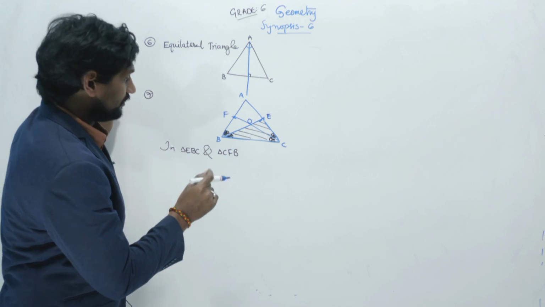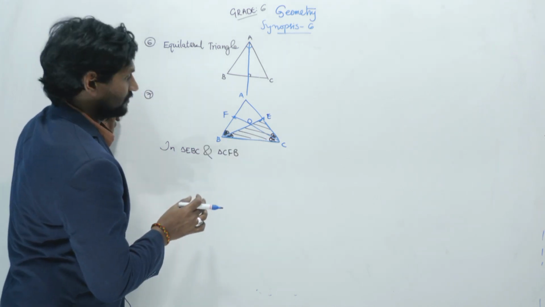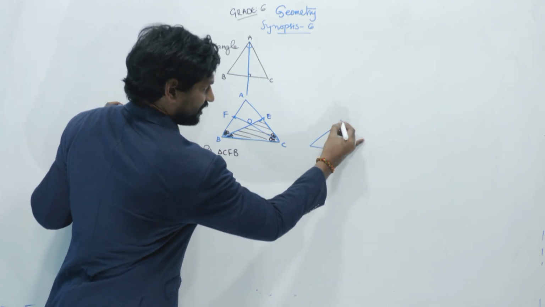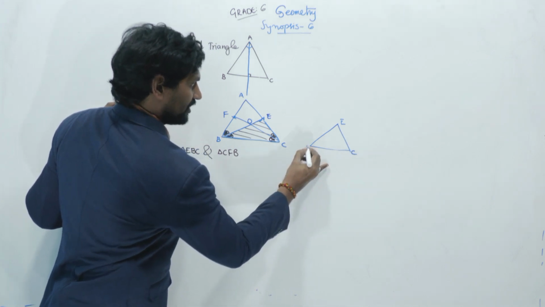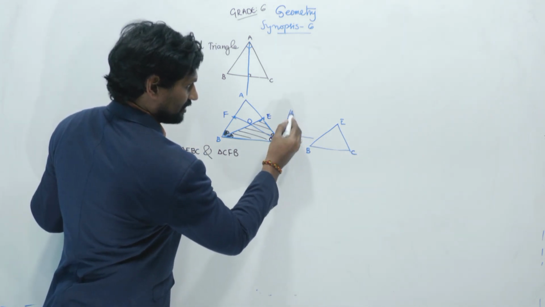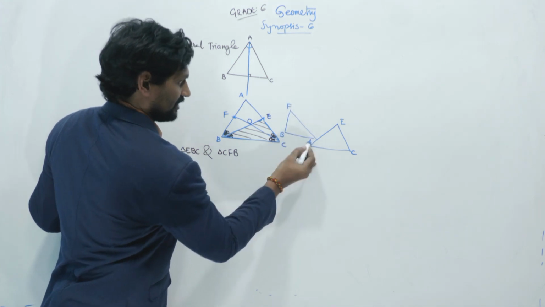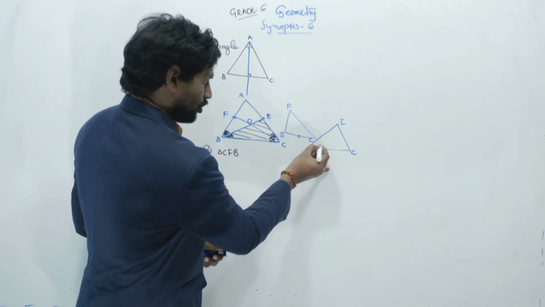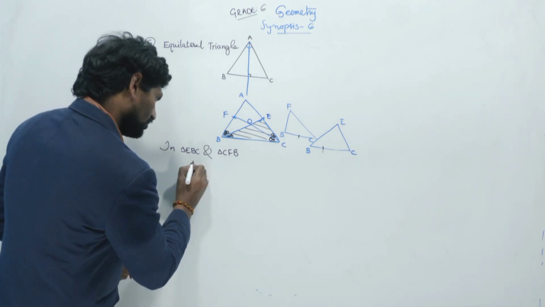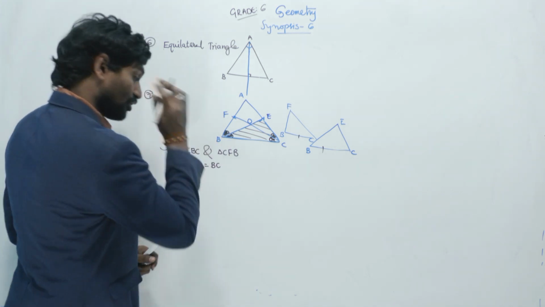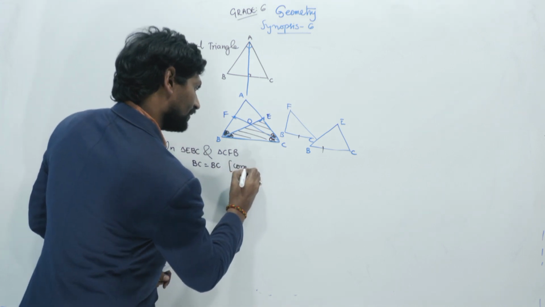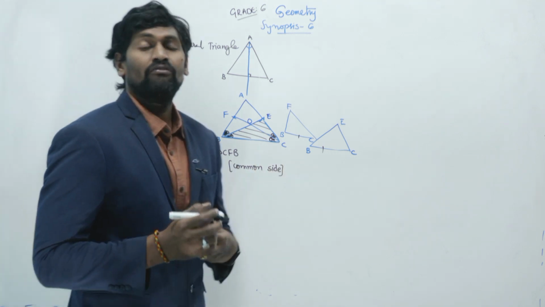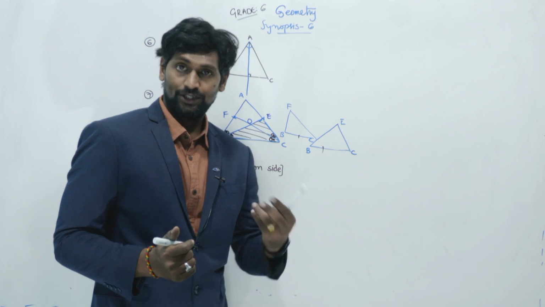While you are observing this triangle, BC is a common side. I am drawing these two triangles separately like this: ECB, here E, C and B, and FBC. While observing these two triangles, both have a common side. So we got the first measurement: BC equals BC, a common side. To prove the congruence rule between them, we need two more measurements.